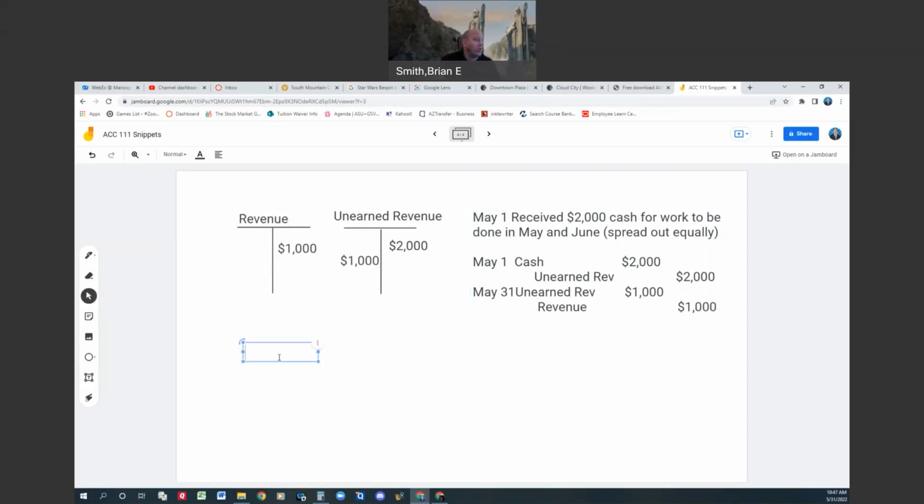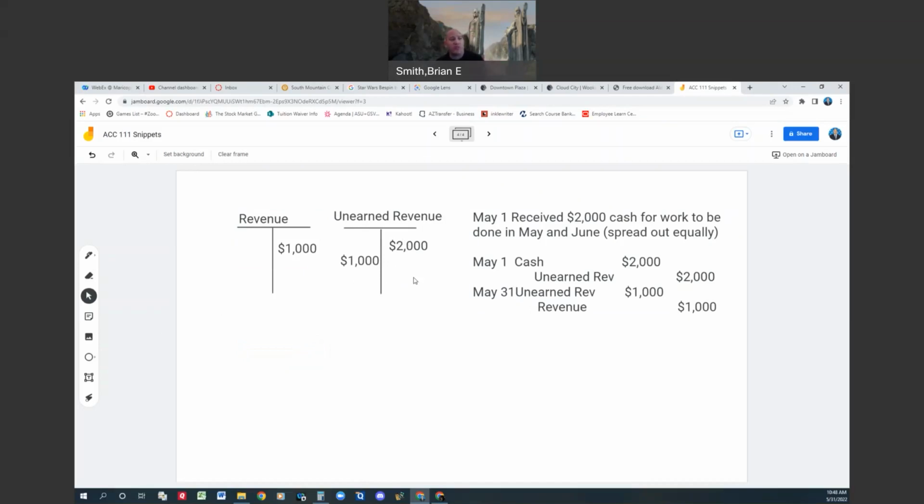We're going to debit. Oh, I already showed us the journal entry. Sorry. What I meant to say is our balance in our unearned revenue is going to show us $1,000. And since that's a liability, it's going on our balance sheet. Revenue is a revenue account, so it's going to go on our income statement.